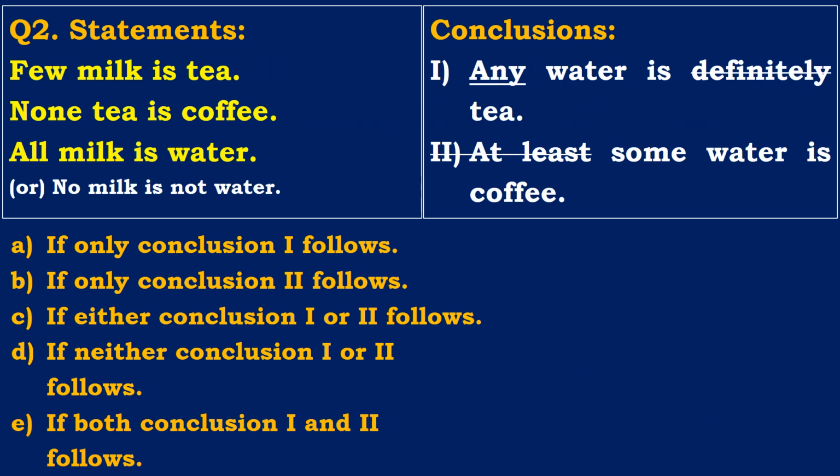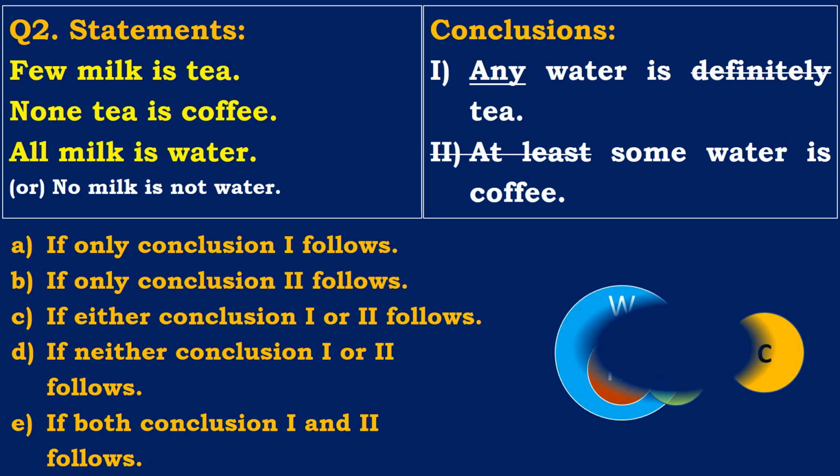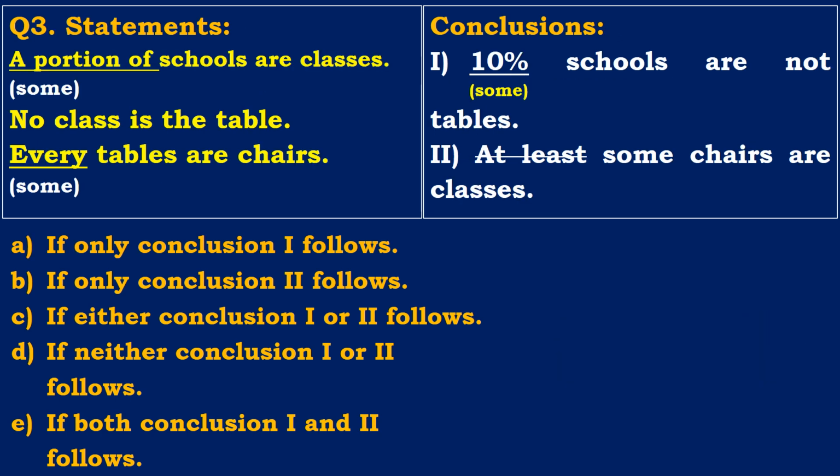Challenge 2. Statements: Few milk is tea. None tea is coffee. All milk is water. Conclusions: Any water is definitely tea. At least some water is coffee. According to trick 1, water and tea are related to milk. All water is tea is a possibility. Hence, conclusion 1 is correct. Water and coffee are unrelated. Hence, conclusion 2 is wrong. As a result, only conclusion 1 follows the statement. Hence, option A is the appropriate answer.